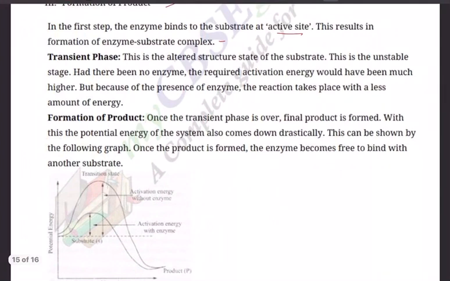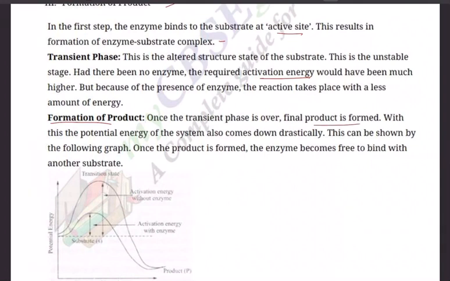This results in formation of enzyme substrate complex. Transient means in between. This is altered structure state of the substrate. This is the unstable stage. Had there been no enzyme, the required activation energy would have been much higher. But because of the presence of the enzyme, the reaction takes place with a less amount of energy.